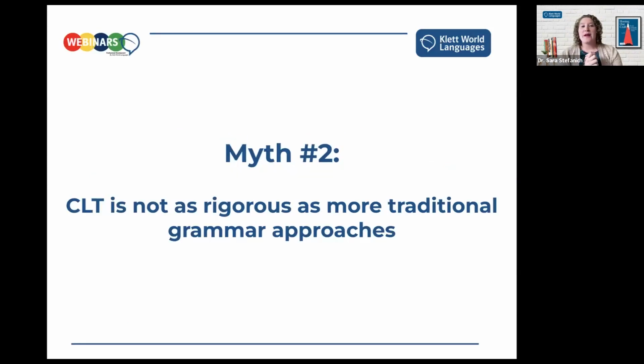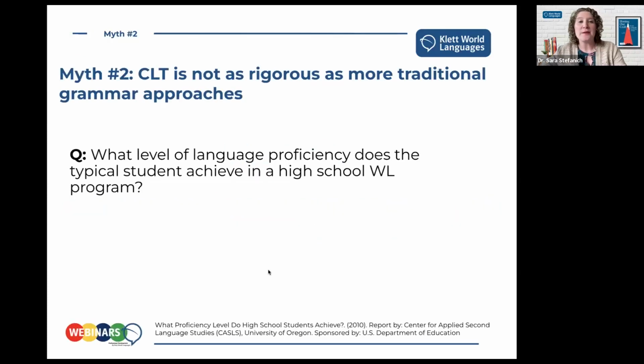We are now moving on to myth number 2, which is that communicative language teaching is not as rigorous as more traditional grammar approaches. As we go into this myth, I have a question for you all: what level of language proficiency does the typical student achieve in a high school world language program? After about 4 years of study of high school Spanish or French or Chinese or German or whatever language it might be, where do they typically end up? If anybody knows or has a guess and would like to throw it in the chat, go ahead and do so now.